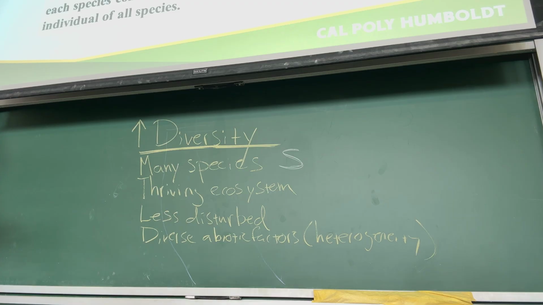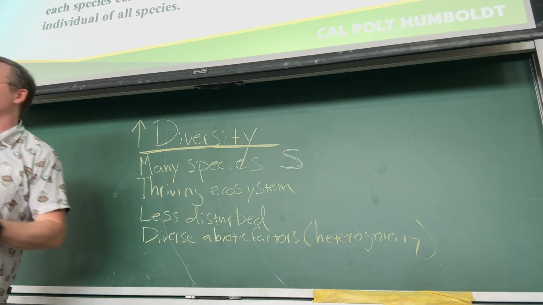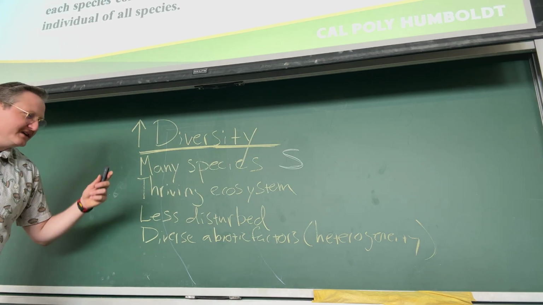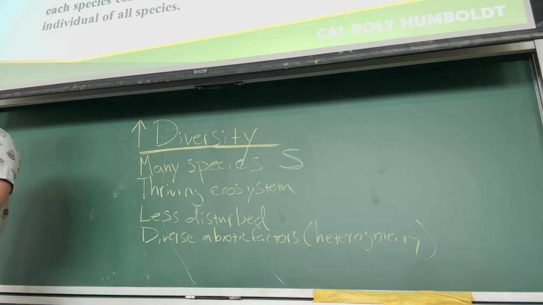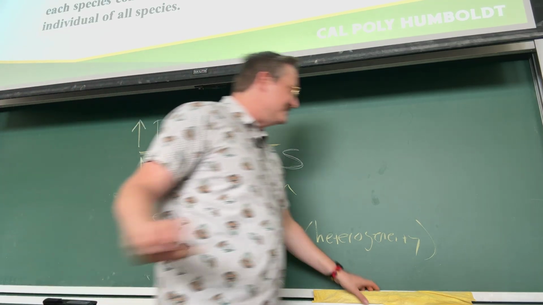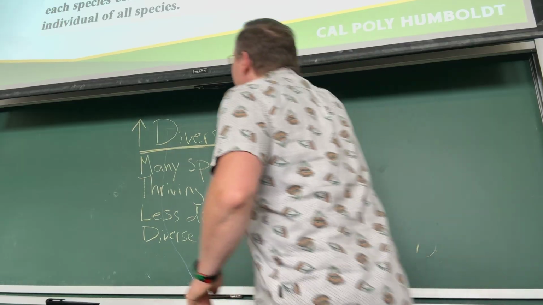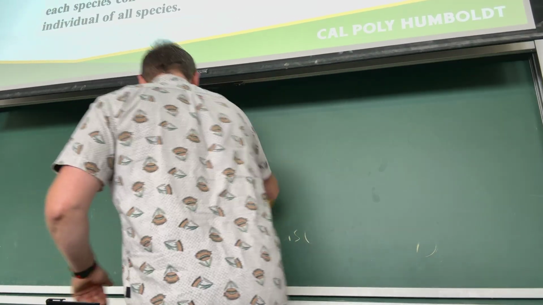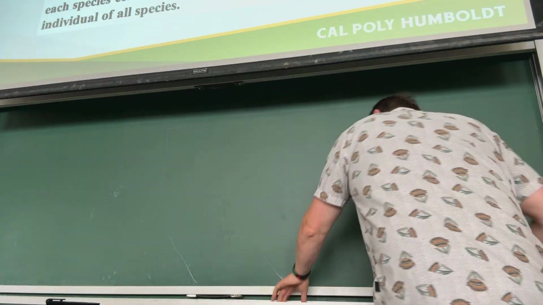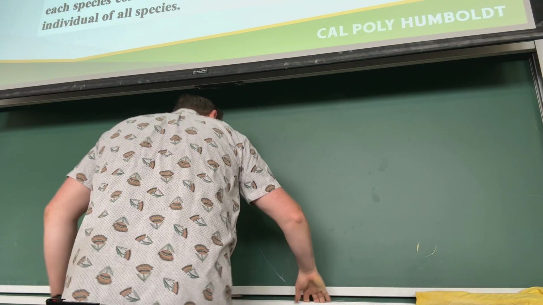And if you're going out and actually trying to survey for diversity, well, you need more metrics than that, besides just the number of species. Because species richness doesn't necessarily tell us everything about a community. Let's look at two communities here.